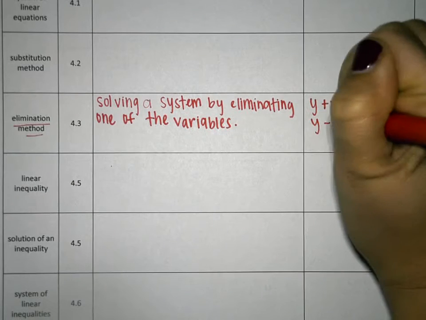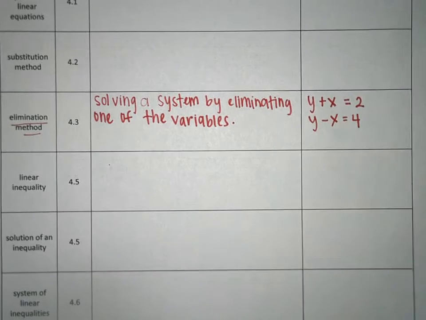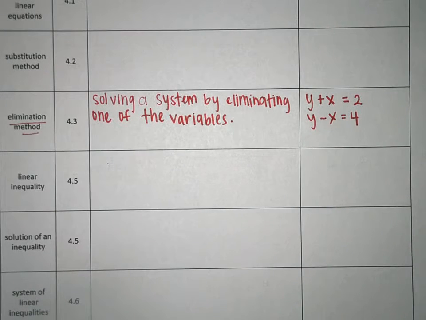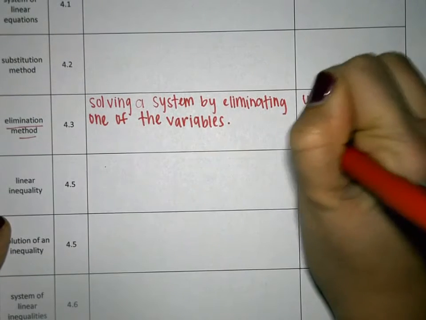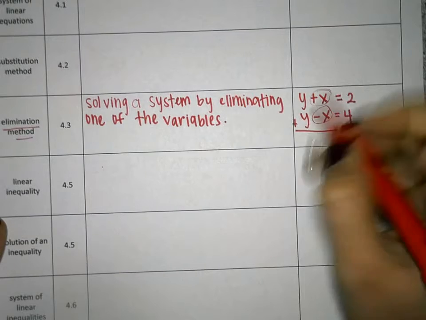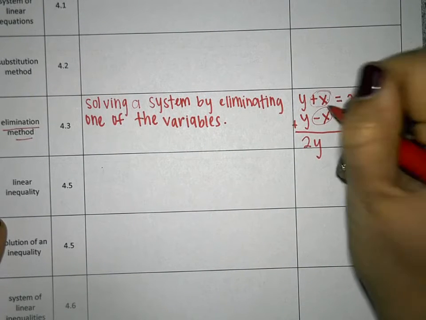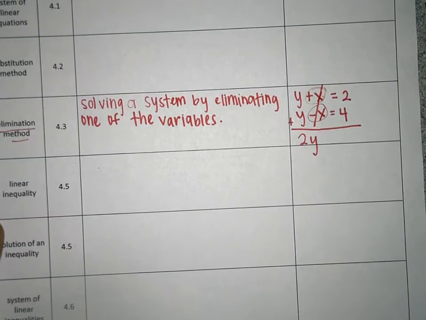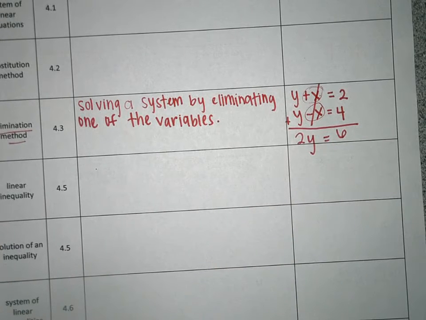If I have a system y plus x equals 2 and y minus x equals 4, I notice that this is a positive x and this is a negative x, and if I add the two equations together, y plus y gives me 2y, and x plus negative x gives me 0. So those variables eliminate. 2 plus 4 gives me 6. And then I can solve for that one variable that's left. And that's the elimination method in a nutshell, but we're going to get a little bit more into it with a lot of different examples.